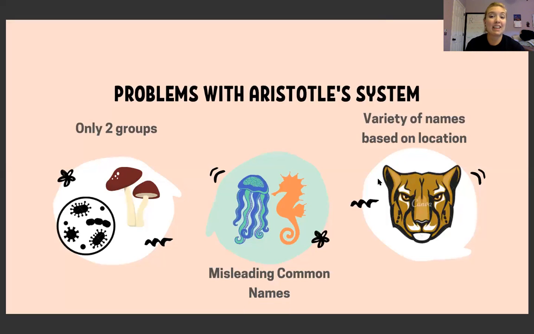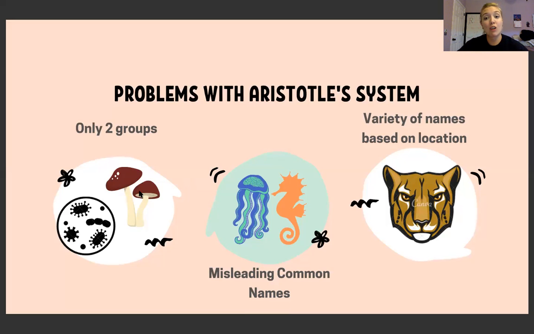Like I said, Aristotle's system had a few problems with it. There were only two groups, and we know now that there are things like fungi, protists, and bacteria. So there's so much more than just plants and animals. They don't fall into those categories. So now our system has 6 different kingdoms, and all of those have different classes.